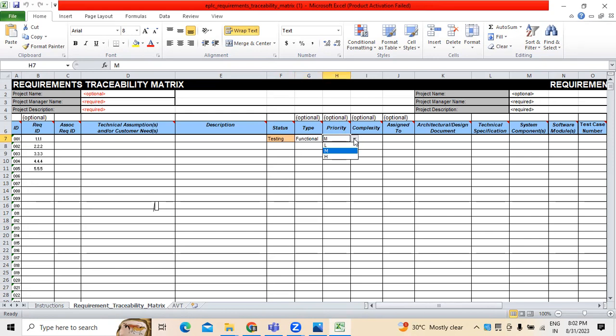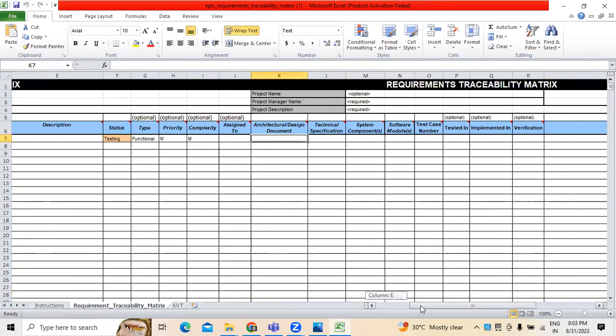Next, priority: low, medium, and high, meaning priority to develop. Next, complexity: low, medium, and high. Next, to whom we have assigned this, and in which architectural design document this particular requirement was numbered. Every document has numbers like 1, 1.1, 1.1.1, so the design document number relating to that functionality will be mentioned here.